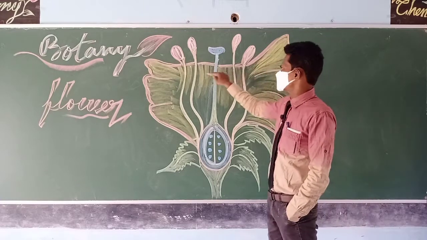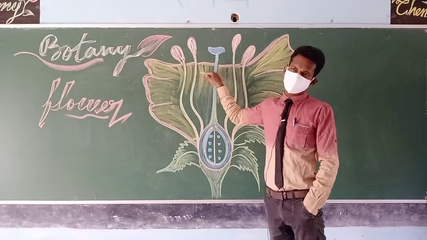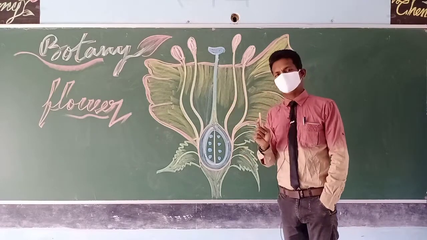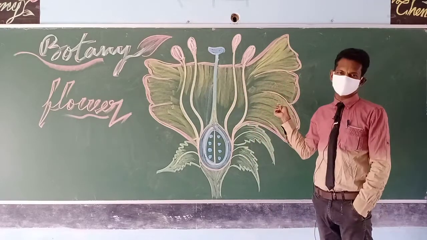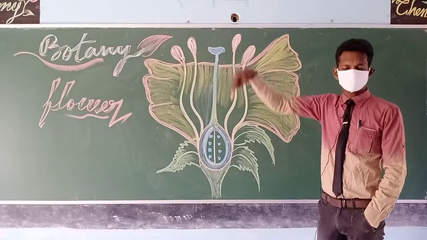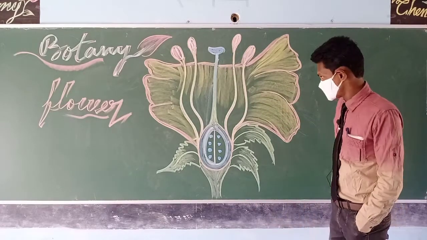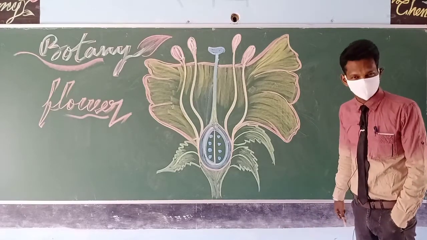When the petals are fused, that is gamopetalous. When the petals are free, that is called polypetalous. So here hibiscus is polypetalous. If we take datura, that is gamopetalous, or it is also called homopetalous, no problem.